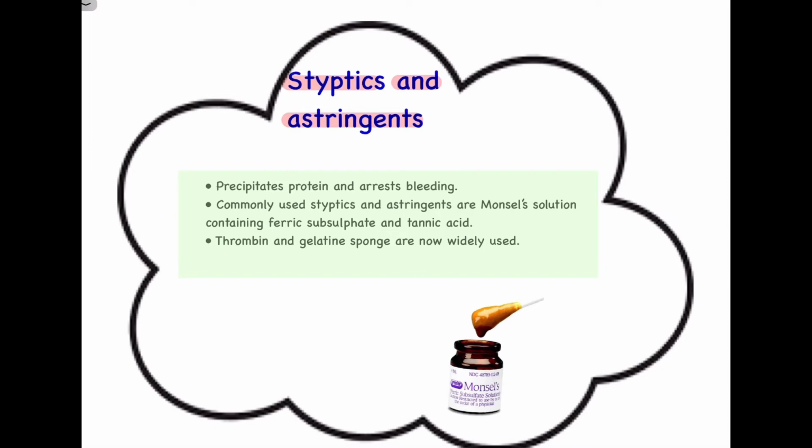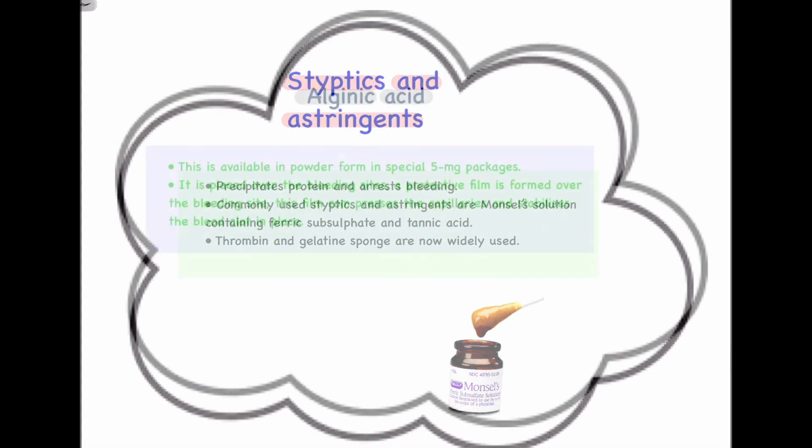So this ferric sulfate is a very powerful kind of styptic, and it was more commonly used in earlier days. Tannic acid is again an astringent. So these are not routinely practiced now, but it was a very common thing back then.